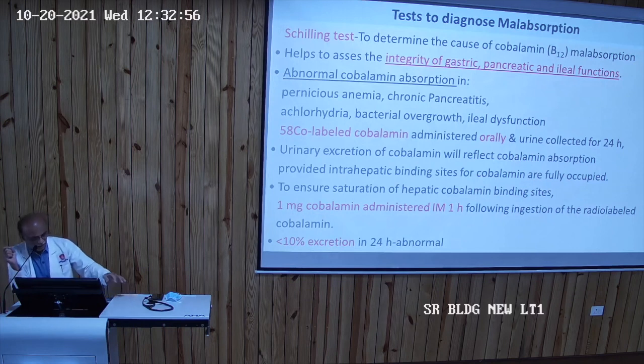We have to test there. Less than 10% excretion in 24 hours is abnormal. That means the body was deficient in B12, so it will be retained in the body, it will not come into urine. If it is saturated by giving the injection, that means the patient was not deficient already.